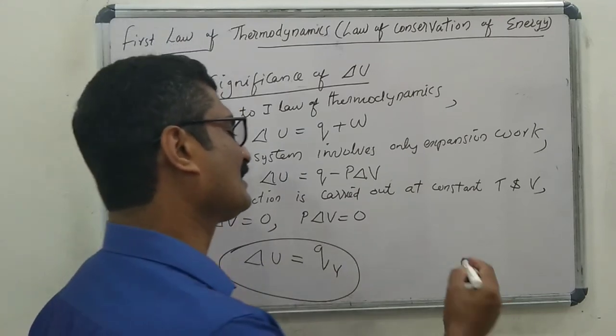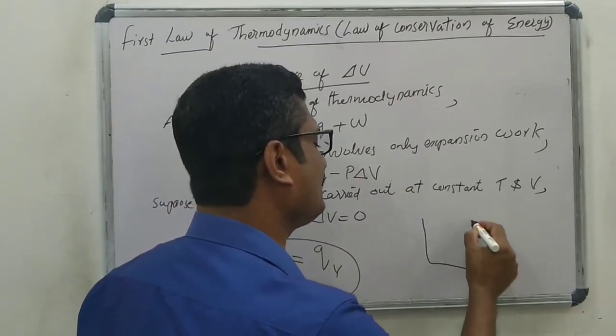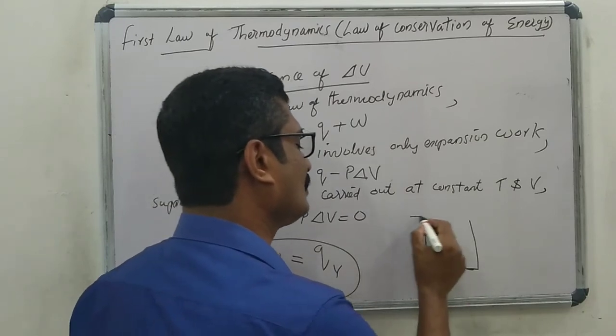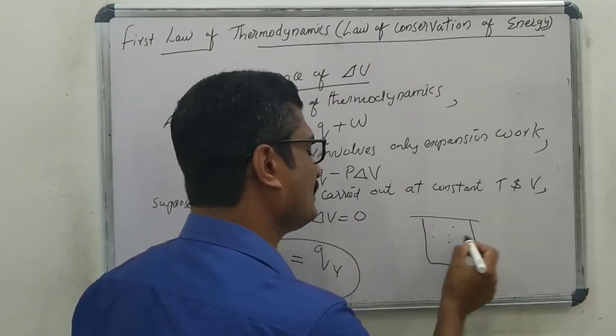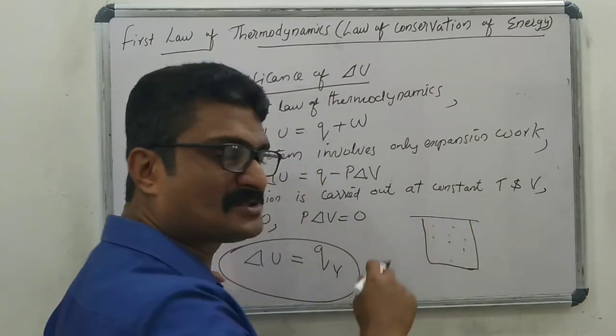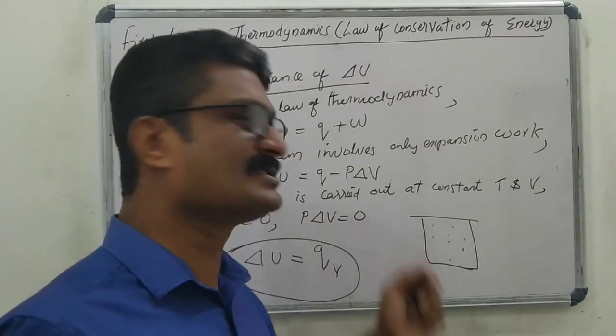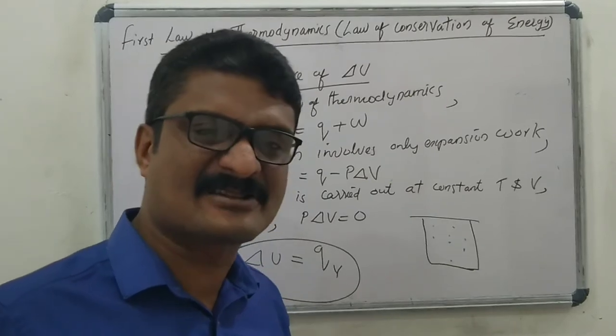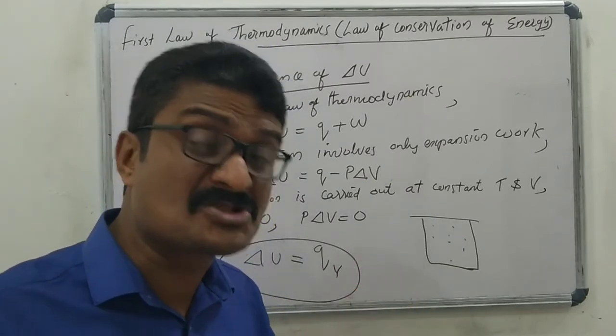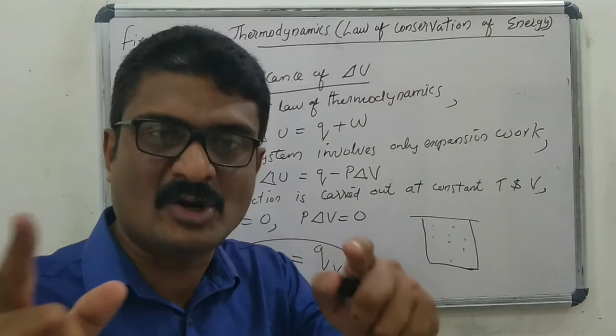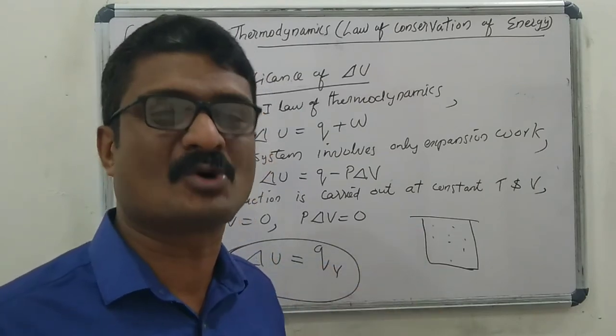ഓക്കെ, എപ്പോഴും വോളിയം കോൺസ്റ്റന്റ് ആയിട്ട് കീപ്പ് ചെയ്യണമെങ്കിൽ the reactant must be gaseous and that reaction must be carried out in a closed vessel. If a gaseous reaction is carried out in a closed vessel, then only the volume becomes constant.